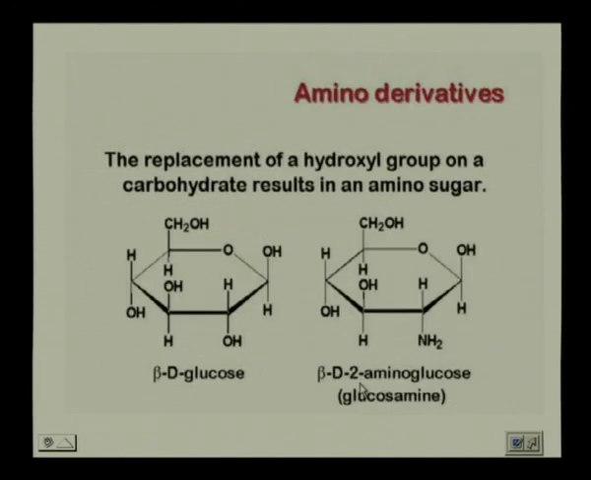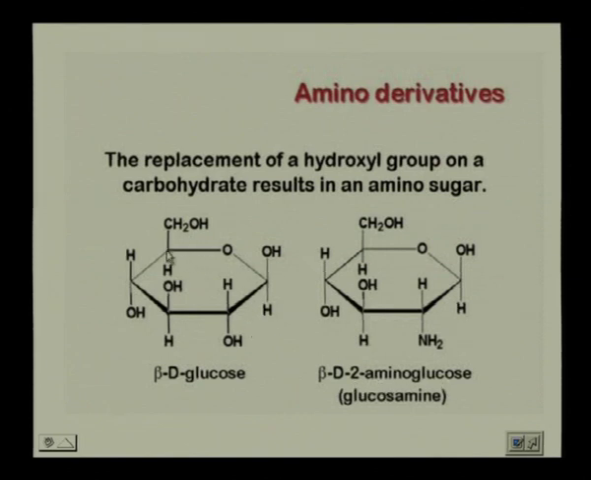Okay? So, this is one sort of reaction we have, and these are the amine derivatives which we mentioned before. What are these amino derivatives? This is a beta glucose, as you now recognize, because the OH and the CH2OH are on the same side. We have beta D glucose, and this is beta D 2-amino glucose, which is a glucosamine. It is the OH of carbon number 2 that has been replaced. This is why we have the 2 here, the 2-amino glucose.